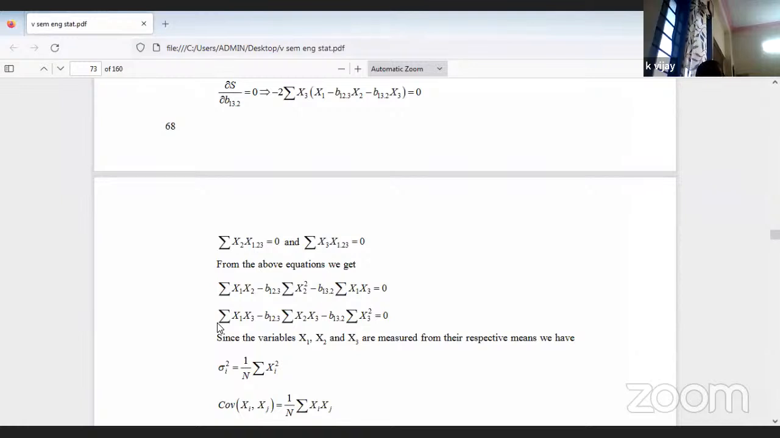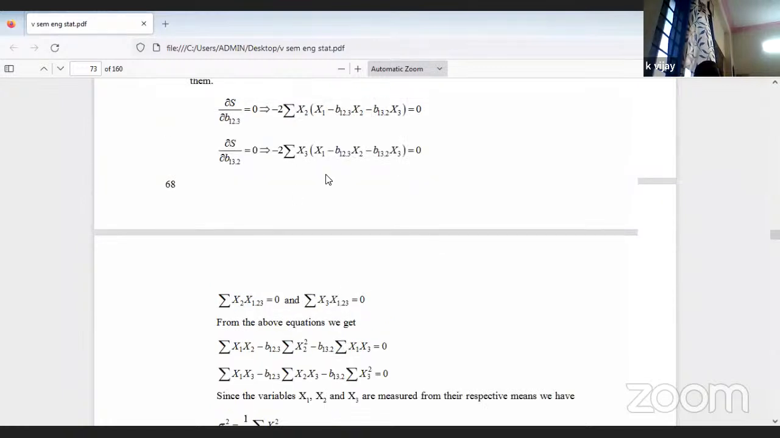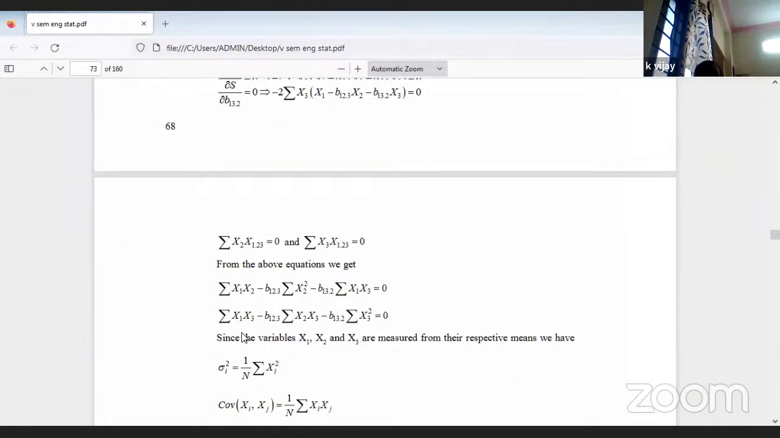So from the above equation, summation of x1 x2 equals b12.3 taking the common summation of x2 squared plus b13.2 summation of x2 x3. Similarly summation of x1 x3 equals b12.3 summation of x2 x3 plus b13.2 summation of x3 squared. What is the difference? Tell me.